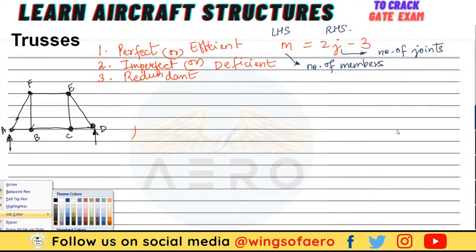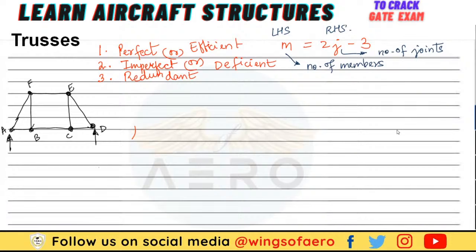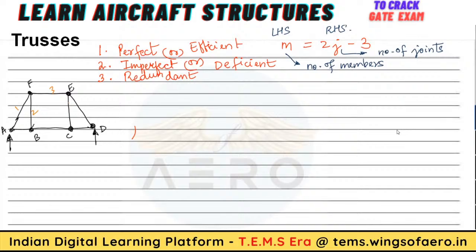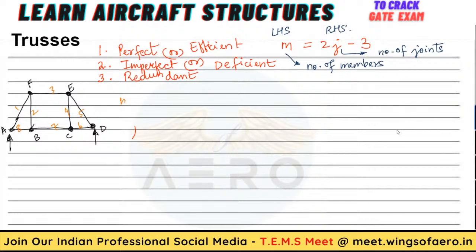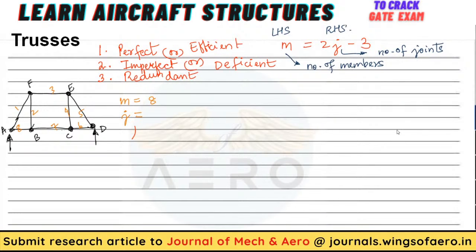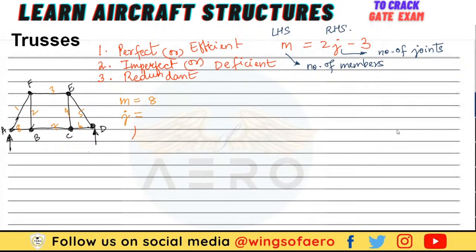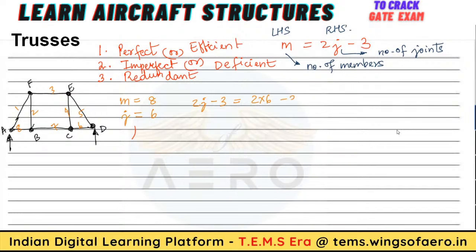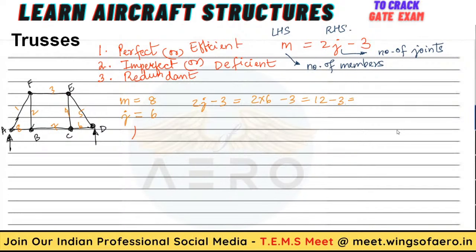First, let's find out the number of members. So this is 1, 2, 3, 4, 5, 6, 7, 8. Right? So number of members is 8. Now what is the number of joints in this figure? 6. Now let's find out 2j minus 3. So 2 into 6 minus 3. 12 minus 3, how much? It's 9.